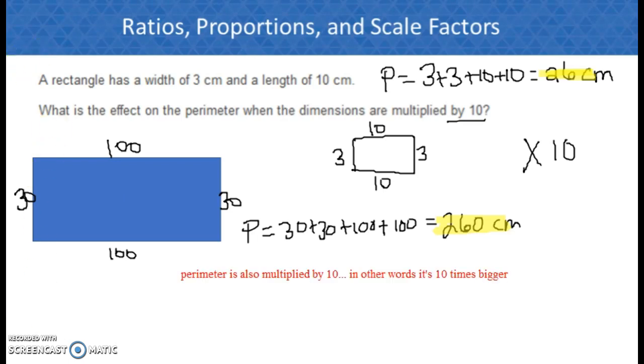All right, so we said the perimeter is also multiplied by 10, or it's 10 times bigger. So think about this. If you were using a scale factor of 3, if you were making each side 3 times bigger, then what would the new perimeter be? Well, it would be 3 times bigger. If you were using a scale factor of a half and you were making the figure smaller, the perimeter would also be a half of the original perimeter. Hope that helps.